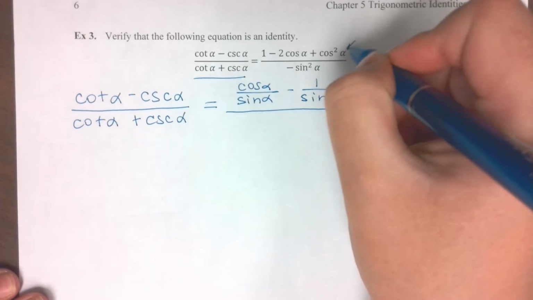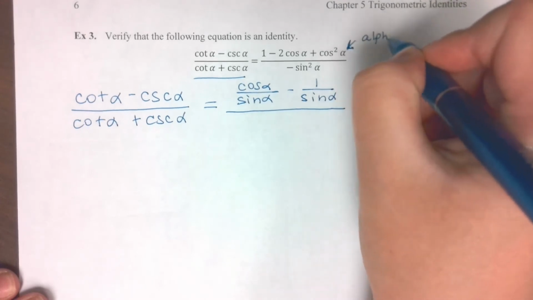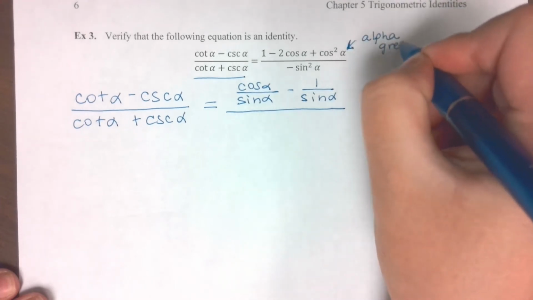And if you don't know, this letter right here is called alpha. It's the Greek letter for A.